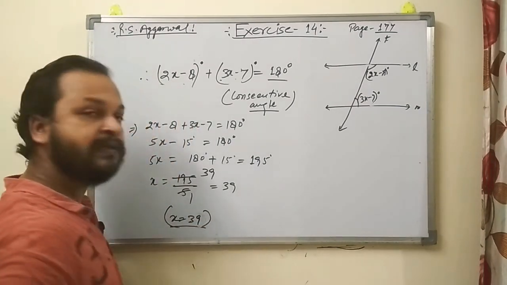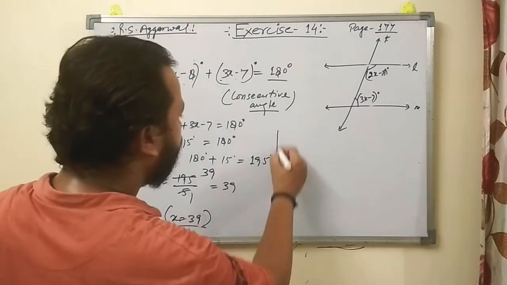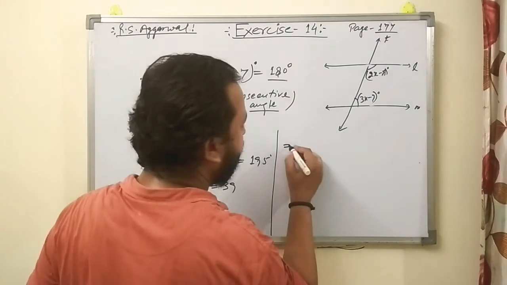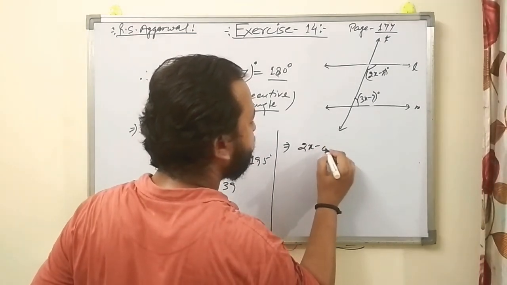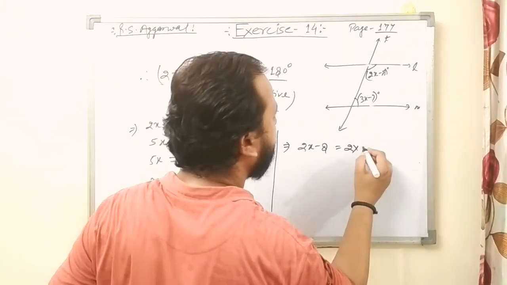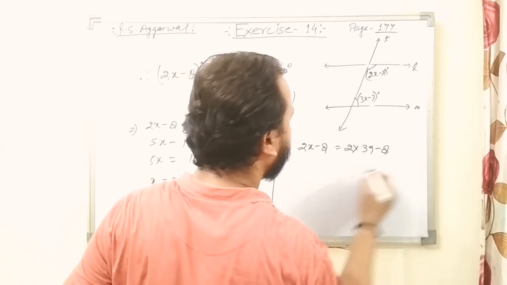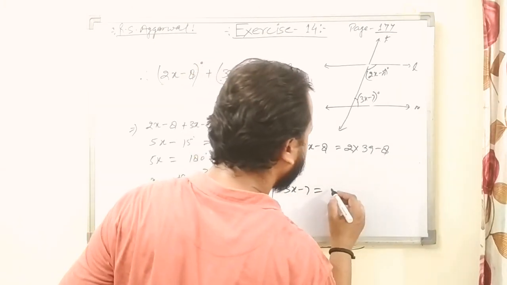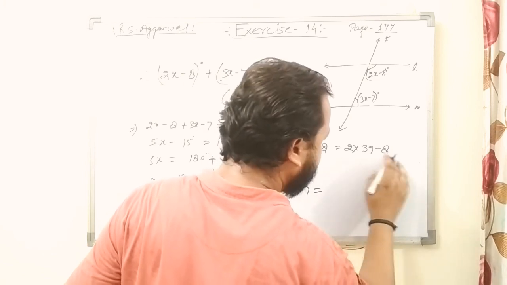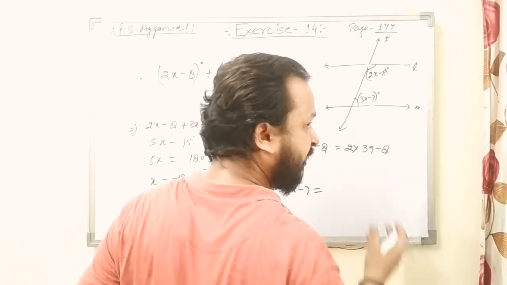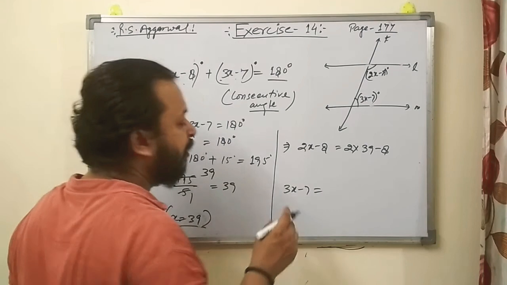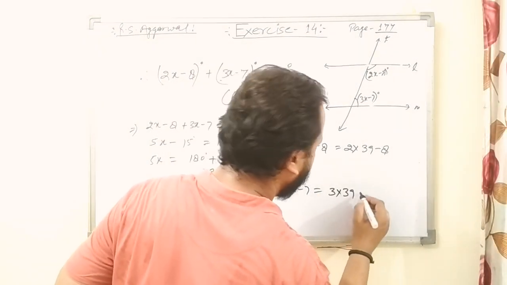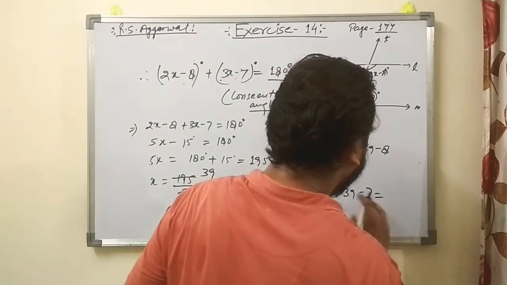The value of x is 39, right? So put the value of x into the given angles, meaning 2x minus 8. So 2 multiplied by 39 minus 8, and 3x minus 7. Or you can just find the value by subtracting from 180 degrees, you can also get the value, or put the value of x. So 3 multiplied by 39 minus 7, right?